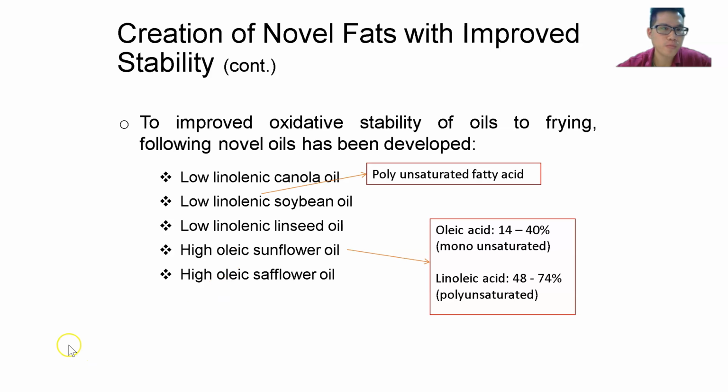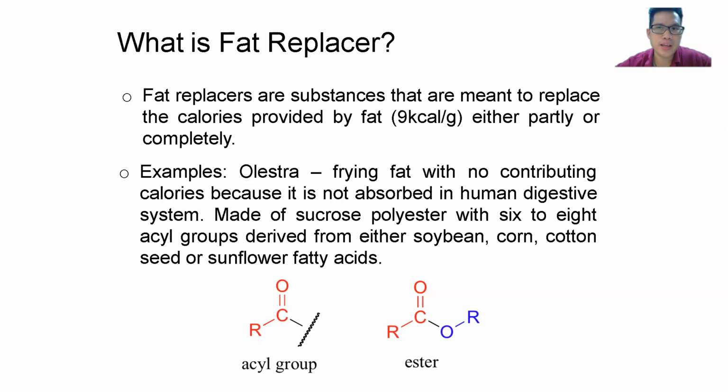Another way is that you can produce some fat replacer. In this case, it is what we call olestra. Olestra is basically an esterification between sucrose and fatty acid. As you learned from organic chemistry, sucrose is composed of a lot of hydroxyl groups. Hydroxyl groups can react with fatty acid, or carboxylic acid, to form an ester bond.